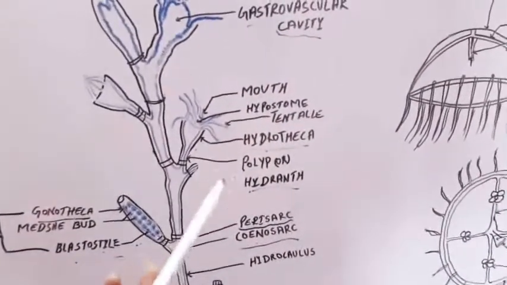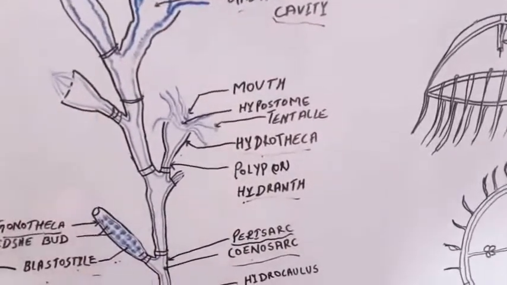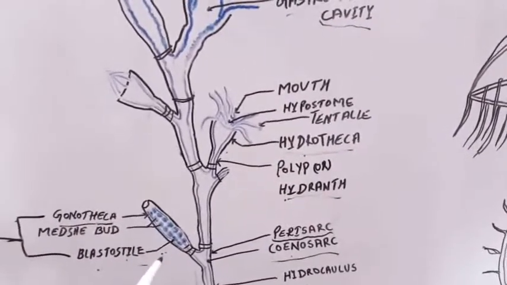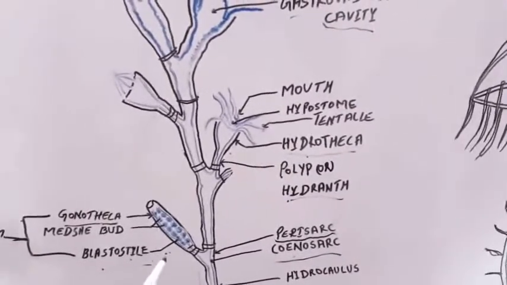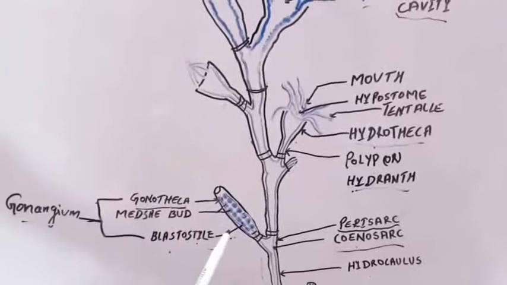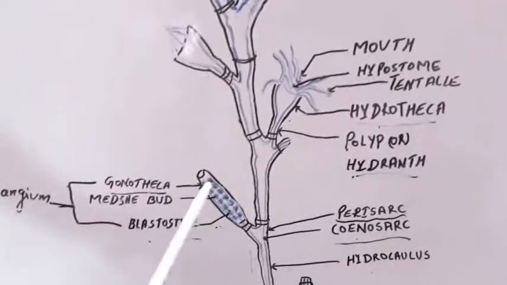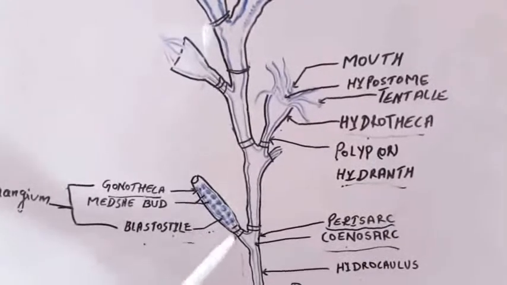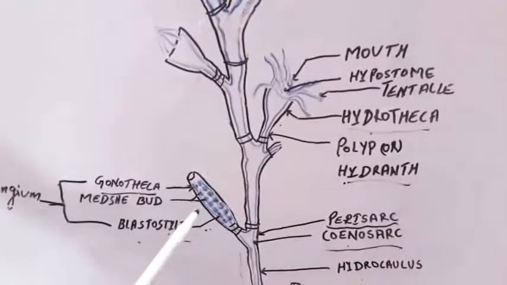So the first one is polyp. So polyps are nutritive or gastrozooid. Second one, blastostyle. These are the budding zooids. These are also called gonangia. And medusae. So medusae, they are the sexual zooids produced by the asexual blastostyle. So already I said this is the modified polyp, that means asexual zooid. So here this asexual zooid produces the sexual zooid, that is medusae.